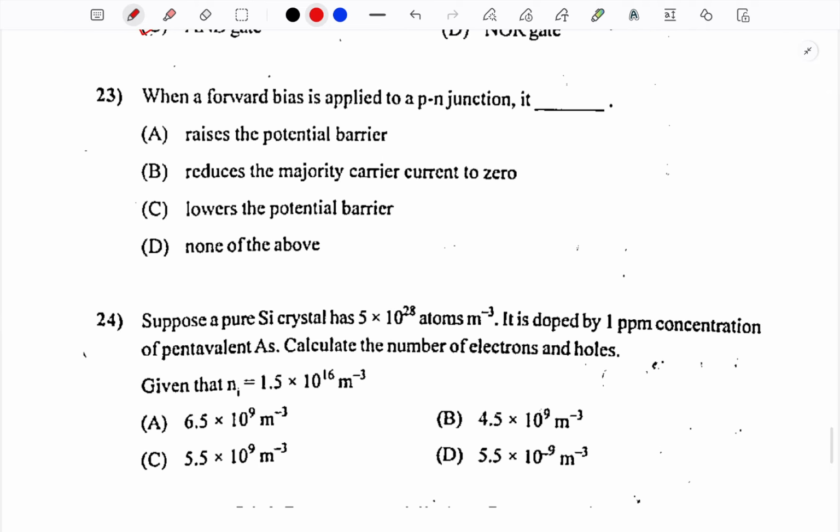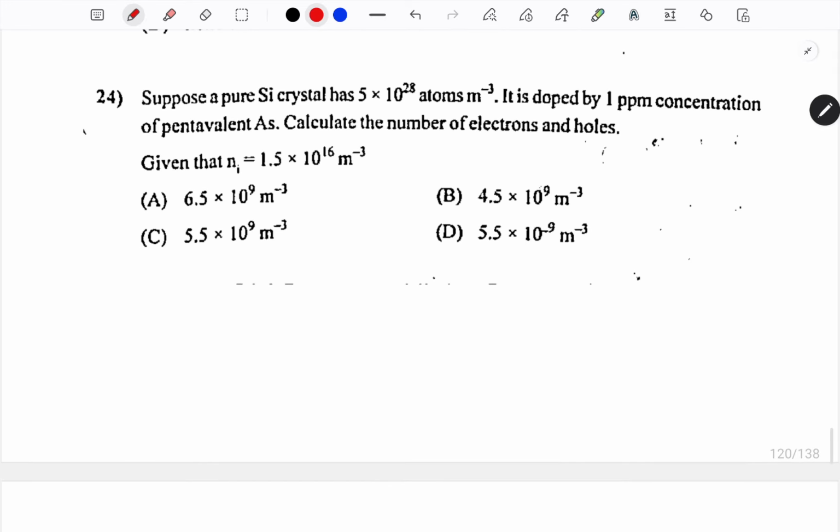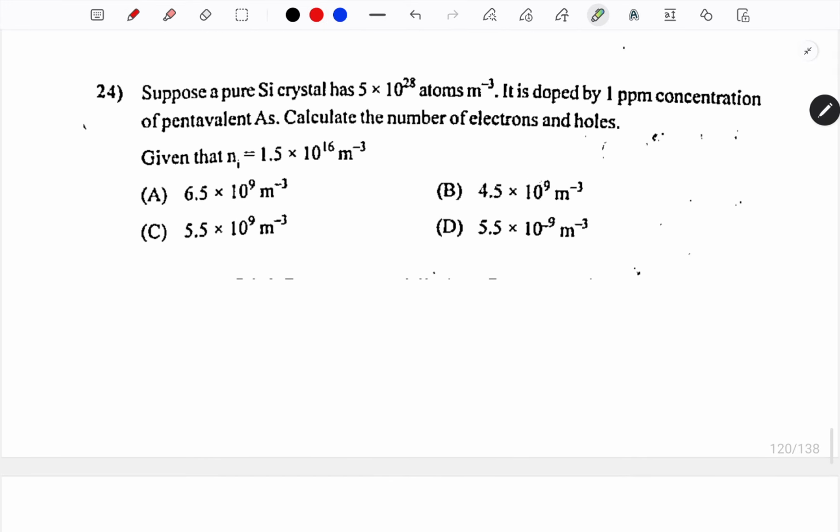So many omitted syllabus questions. Moving further to the next question: when forward bias is applied to a PN junction diode, what happens? The potential barrier width will decrease. Let's see what the next question says.